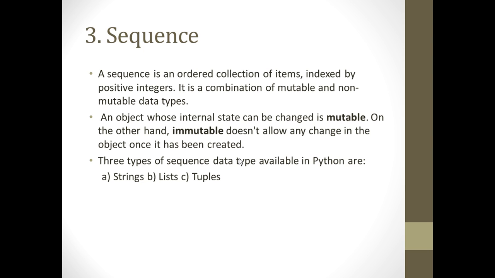There are three types of sequence data types in Python. So there is string, lists, and tuples. Strings and lists are mutable, whereas tuples are immutable. And a string is nothing but some collection of items.